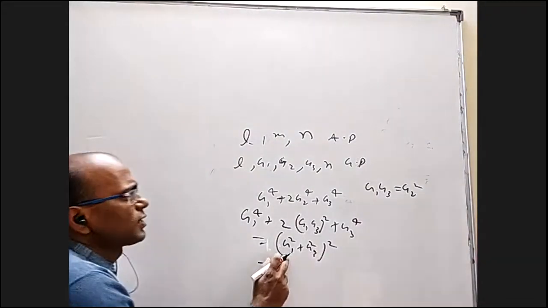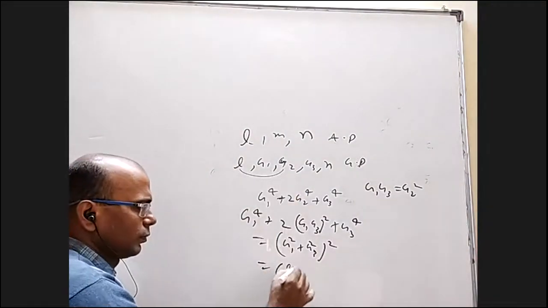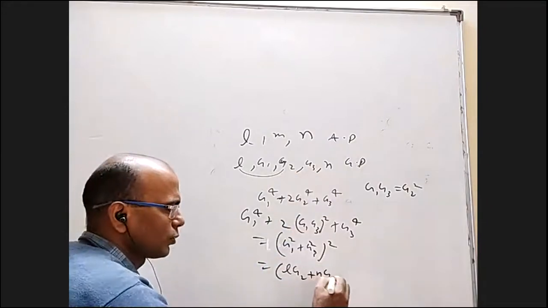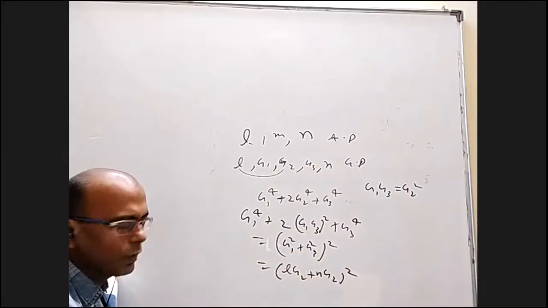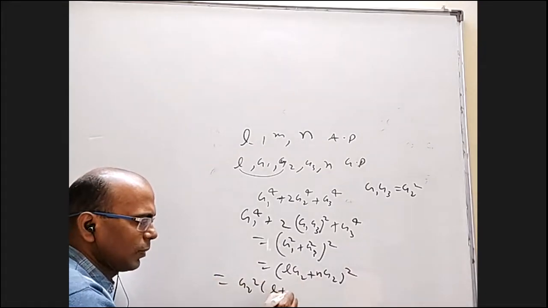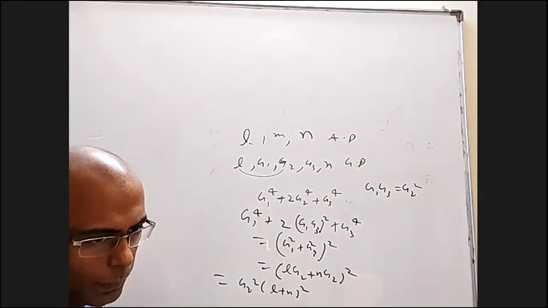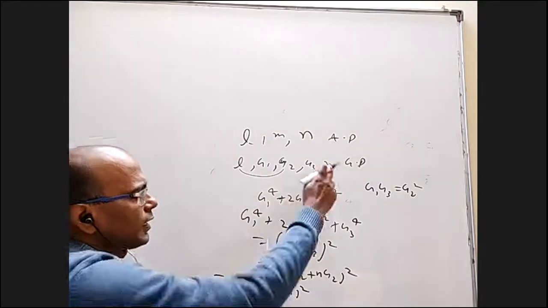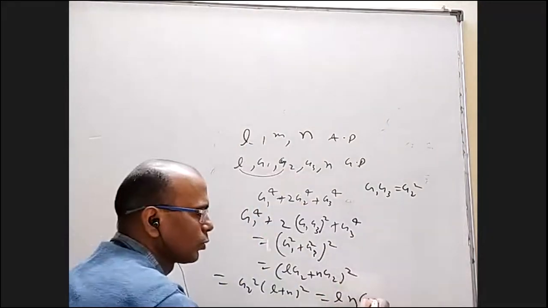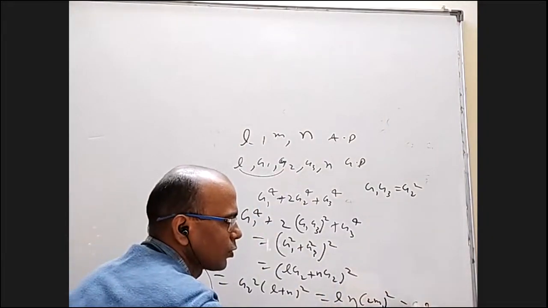In the place of G1 square, I can write L G2. In the place of G3 square, I can write N G2, whole square. Now take G2 square common, you'll get (L + N) whole square. In the place of G2 square, I can write L into N, and L plus N I can write as 2M. 2M whole square, which is 4M² LN.